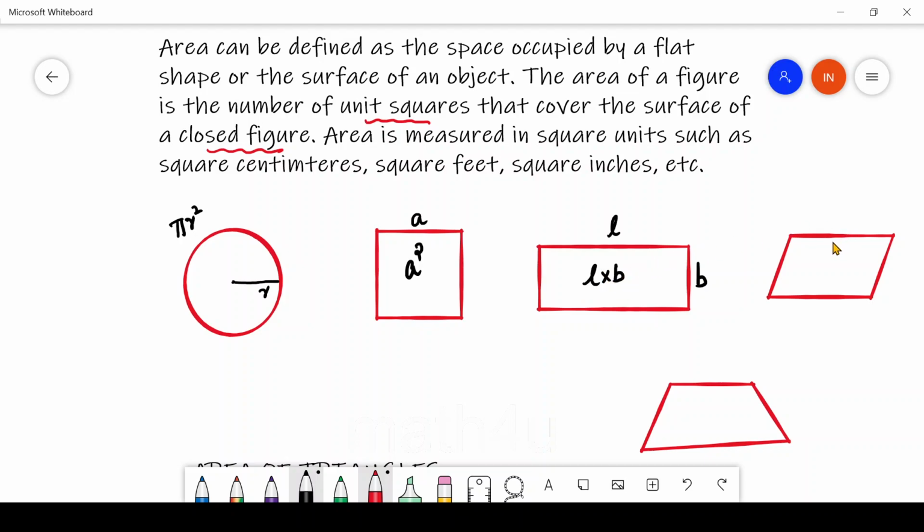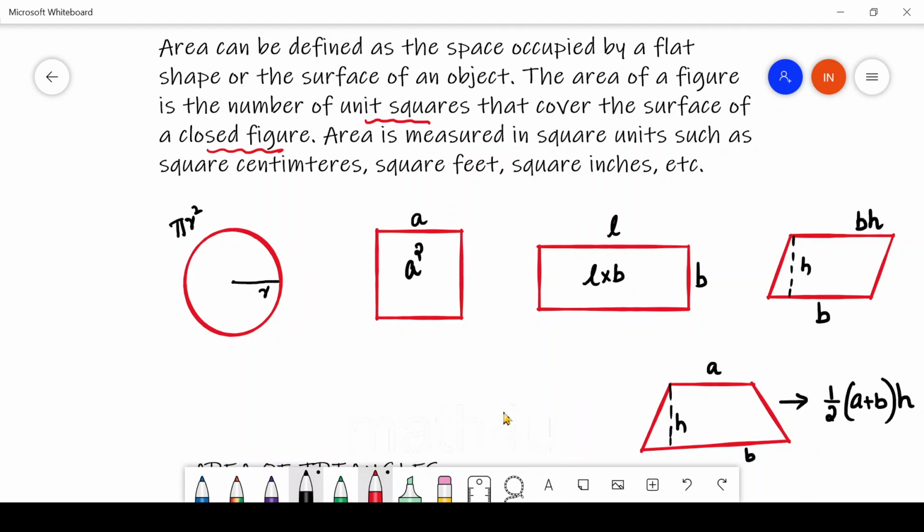And when it comes to the parallelogram, how can we find the area? If the base is B and I'm marking the height as H, we can find it using the formula B into H. In the case of a trapezium, if the parallel sides measure a and b, and I mark the height as H, the area is half into (a plus b) multiplied by H, right?